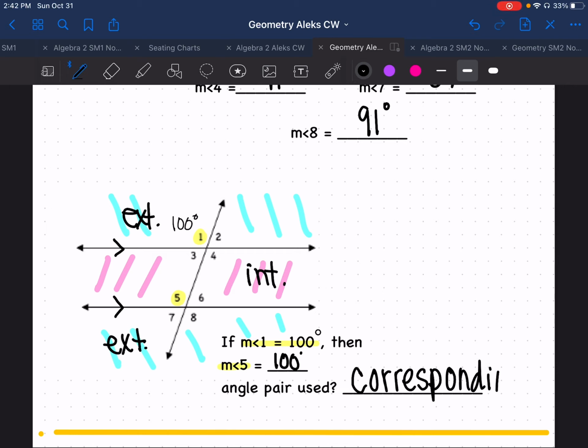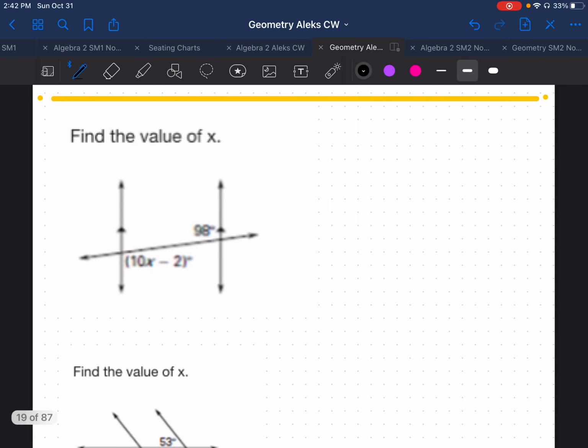You do not have to write corresponding angles. You can just simply put corresponding, or alternate interior, or alternate exterior, or you can put same side interior. You don't have to put angles. All right, then you're going to see a couple of questions like this that are going to ask you to solve for x. You're going to use your angle pairs.